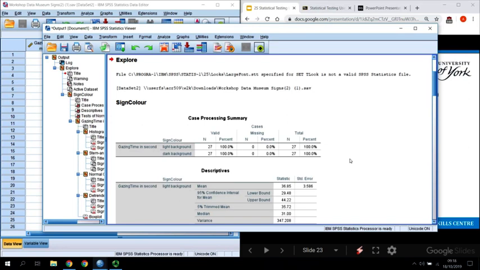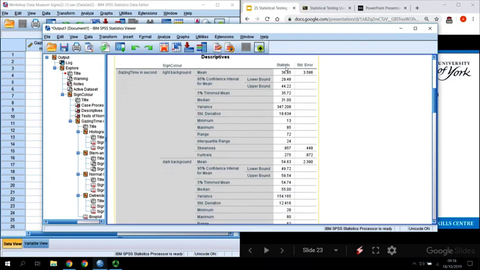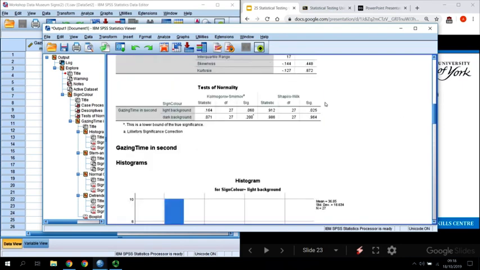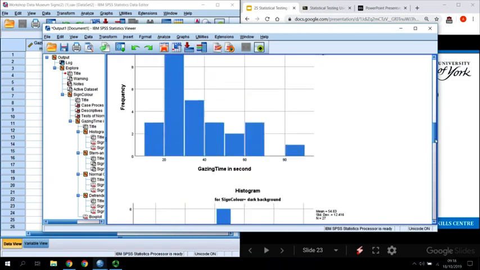So there's the data there. Don't worry if it takes a long time to come up. You can see here that we've got some descriptive statistics for the light background and the dark background. So we've got a mean, median, standard deviation and standard error here. The things that we're interested in terms of looking at normality are this box here and these 2 diagrams here, these 2 histograms down here.